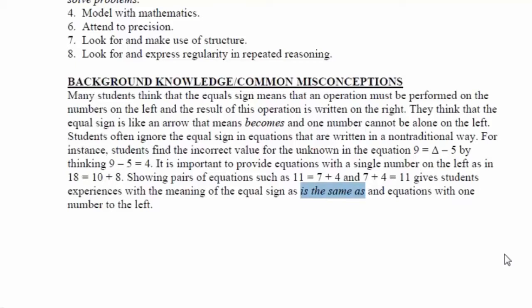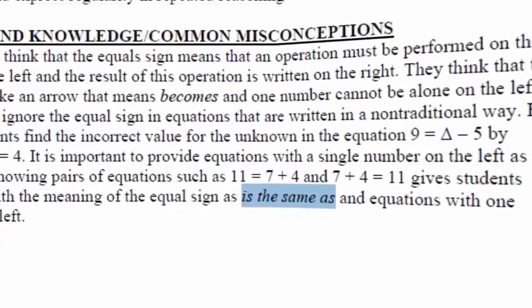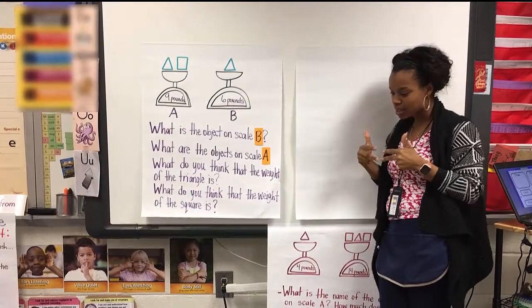Students may think that the equal sign is like an arrow that means becomes, and one number cannot be alone on the left. Students often ignore the equal sign in equations that are written in a non-traditional way, especially when numbers are written on the left. It is important to provide equations with a single number on the left, as in 18 equals 8 plus 10. The meaning of the equal sign should be taught as the same as, which is highlighted here. It is very important when teaching this standard to make sure that that definition of the equal sign is written, is the same as.